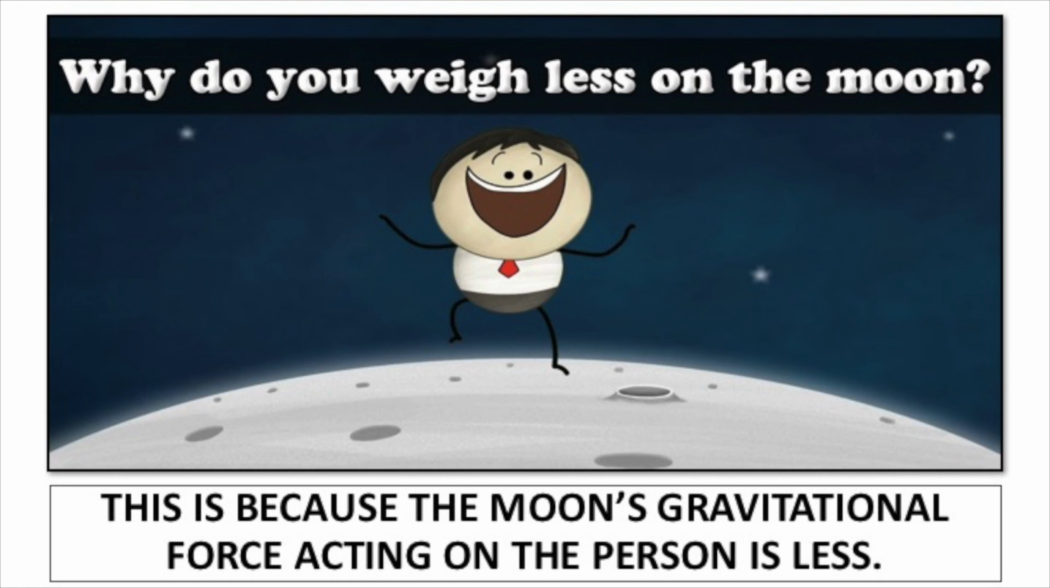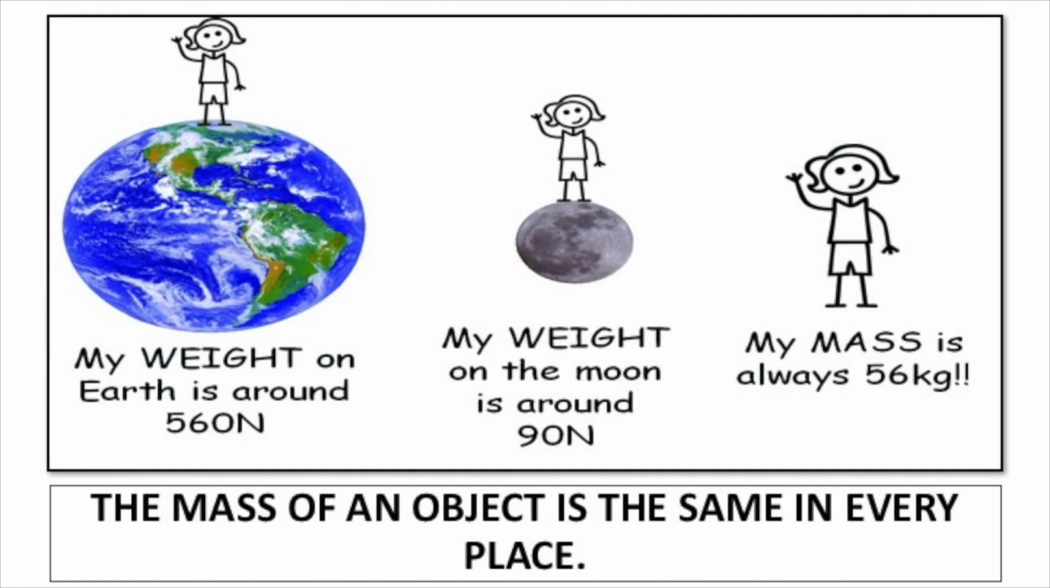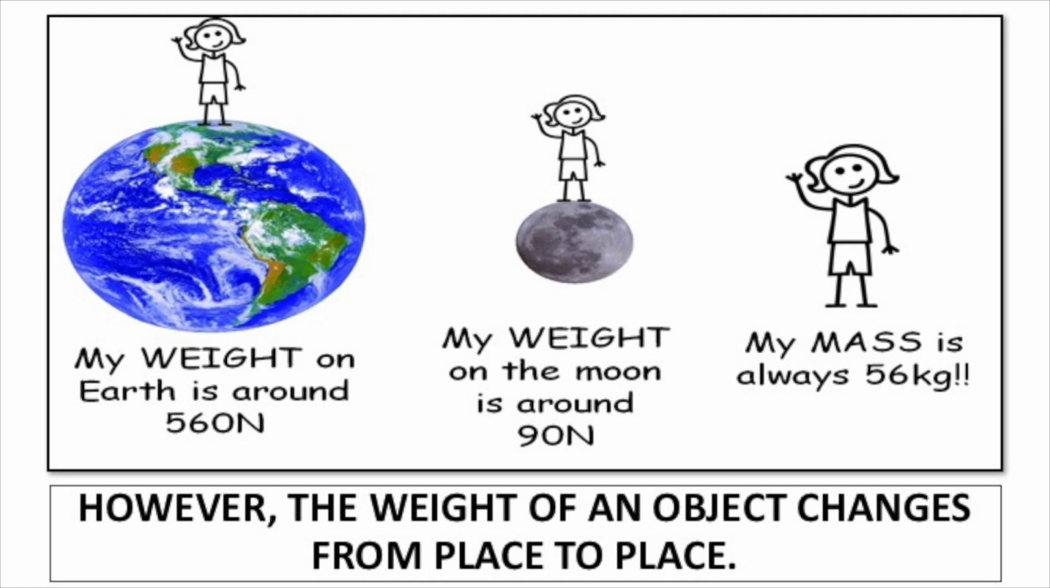If you're in a place with less gravity, less weight. If you're in a place with more gravity, more weight. Okay? That's the relationship. More gravity, more weight. The mass of an object is the same in every place, but the weight can change. However, the weight of an object changes from place to place. That's why we weigh different amounts on different planets, just like you're going to find out soon.